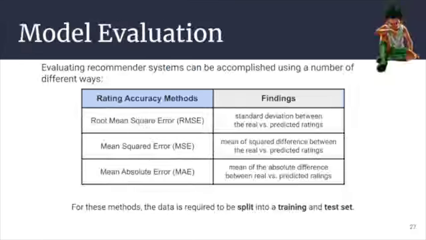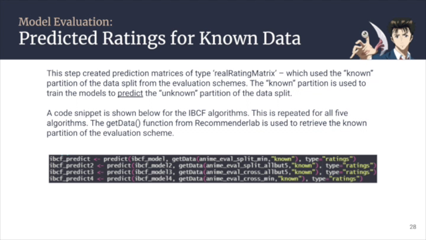In order to evaluate our models, we use the main method of error measurement. In this, there are 3 rating accuracy methods, which include root mean square error, mean squared error, and mean absolute error. In order to use these, the data is required to be split into training and test sets, and also evaluation schemes. The first step to retrieve the error measurements is to calculate the predicted ratings for the known portion of the data.